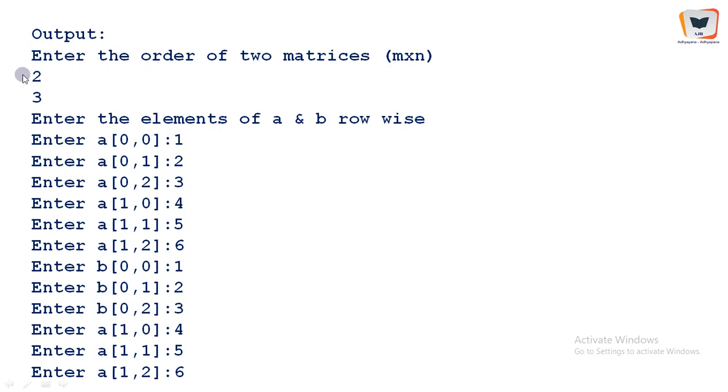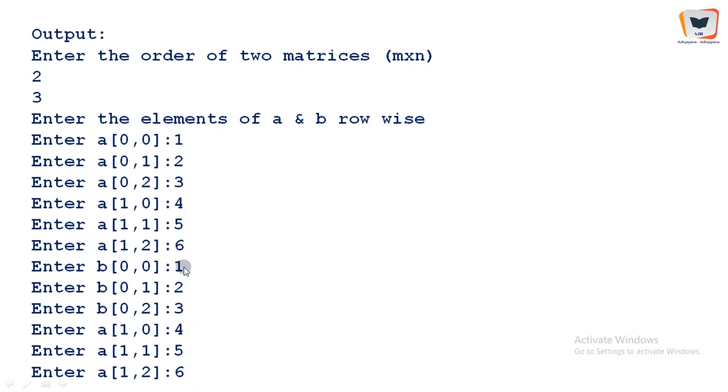Enter the order of the two matrices, 2 into 3, that is 2 rows and 3 columns. Okay, enter 0 0. See, this is the nature of guidance. This is how we can make the program interactive. Enter a of 0 0, a of 0 1, and we are just entering. So this will form the first row 1 2 3, the second row 4 5 6 of the first A array, the A matrix, and this is 1 2 3 and 4 5 6.